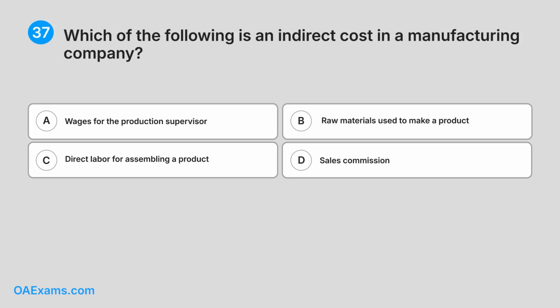37. Which of the following is an indirect cost in a manufacturing company? A. Wages for the production supervisor. B. Raw materials used to make a product. C. Direct labor for assembling a product. D. Sales commission. Can you guess the answer?